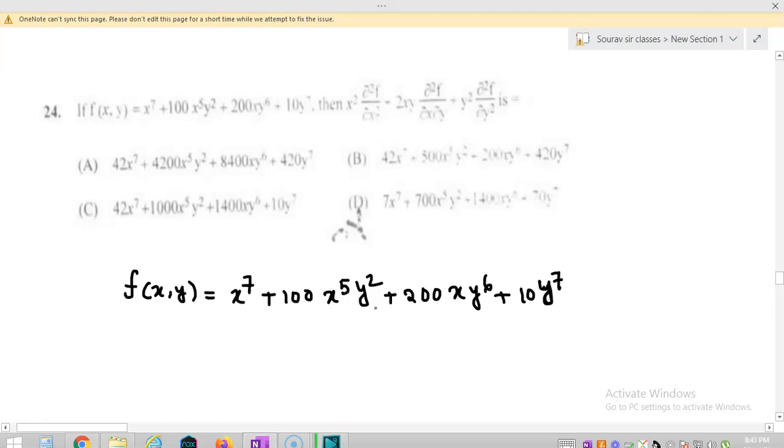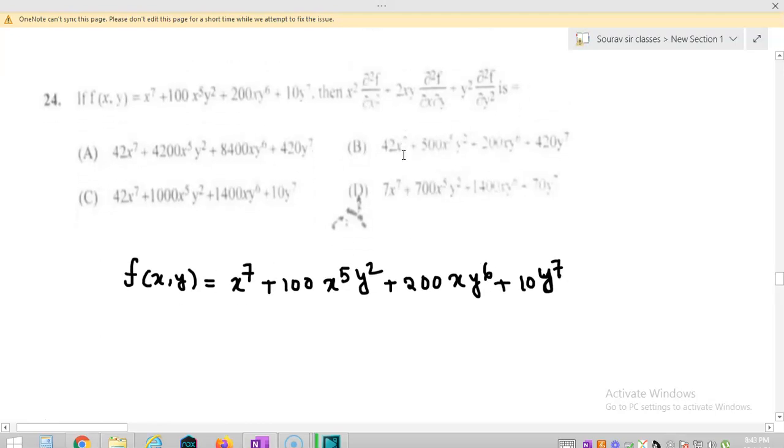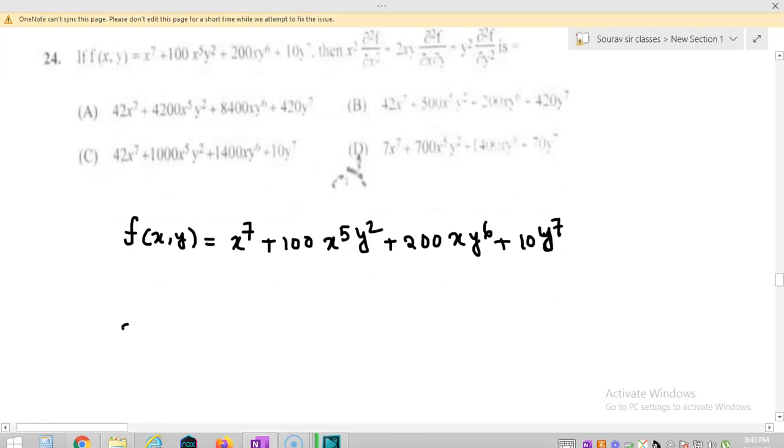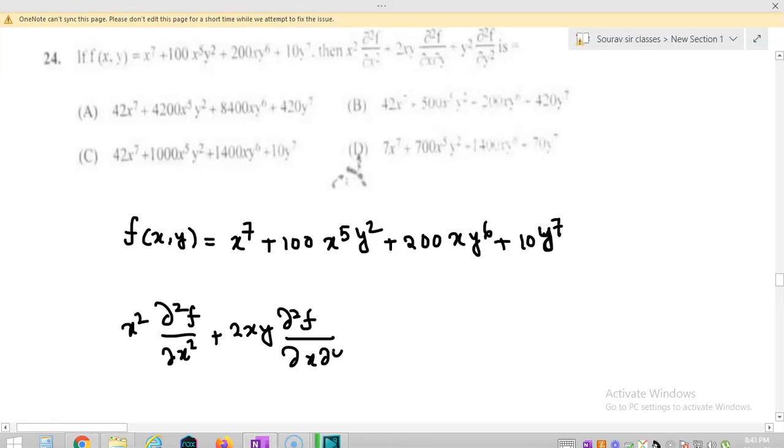Then we have to find x square del 2f del x2 plus 2xy del 2f del x del y and y square del 2f del y2. Okay, I am writing this. I have to find out x square del 2f del x2 plus 2xy del 2f del x del y plus y square del 2f del y2, right? I have to find out the value of this.